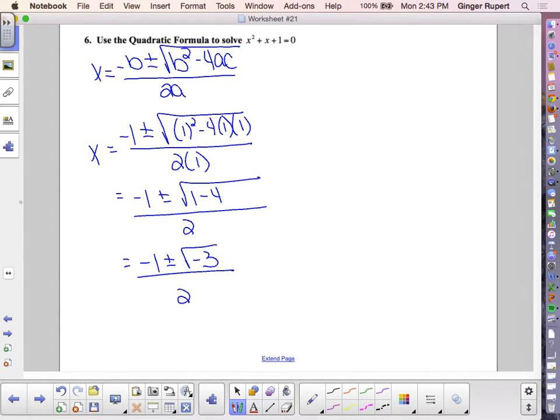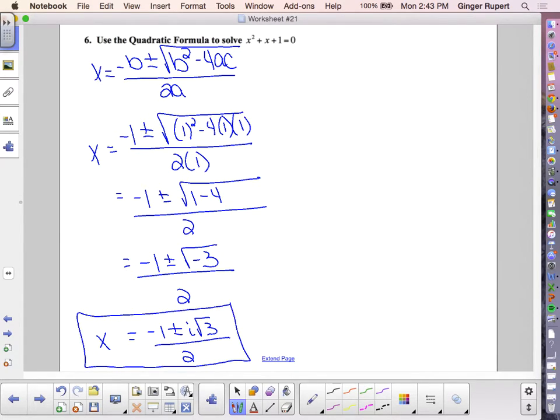Simplify that. We don't want to leave a radical with a negative number. So it's going to become negative 1 plus or minus i root 3 over 2. So that is the complex solution that we found using the quadratic formula.